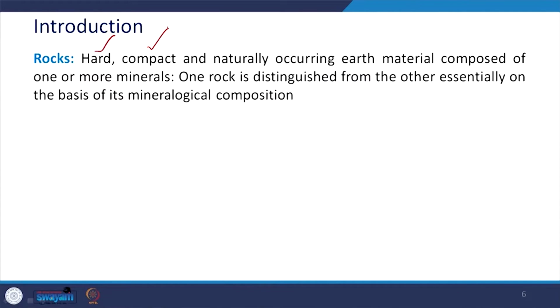So, basically it is a hard, compact and naturally occurring earth material which is composed of one or more minerals. Now, how one rock is going to be different from the other will depend upon its mineralogical composition. Okay? So, that is how, in an overall manner, we define the material rock.